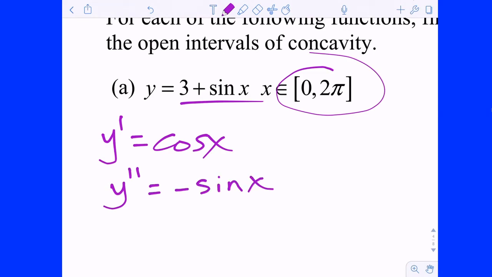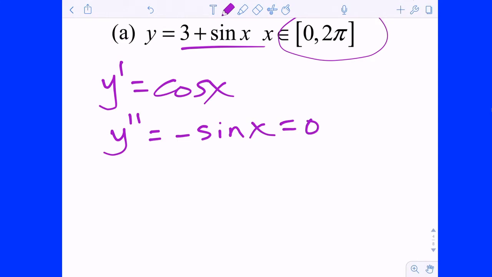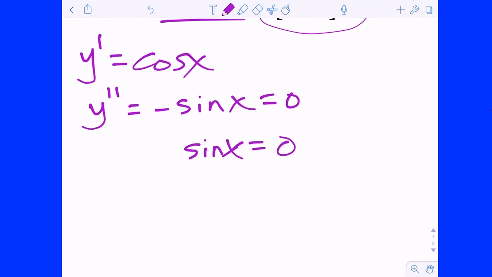Now, the number one type of possible inflection value that students forget to consider is the one where the second derivative is undefined. So we'll always consider it first. Is negative sine ever undefined? No. It's defined everywhere. So we're only going to use this equation once, so we'll go ahead and set it equal to 0. Now, if you're solving, you might multiply both sides by -1 to get sine of x equals 0.